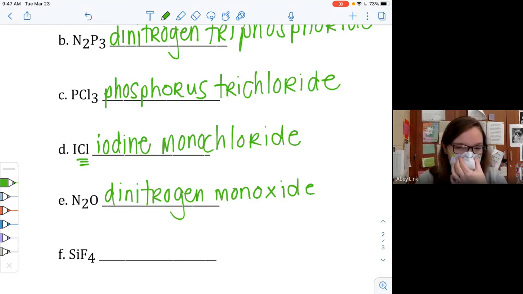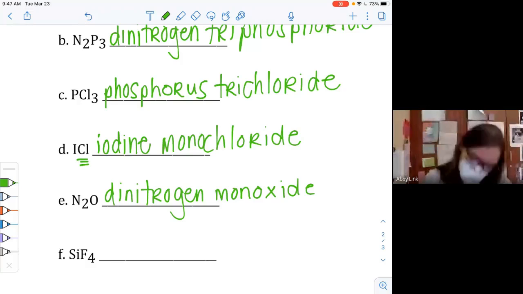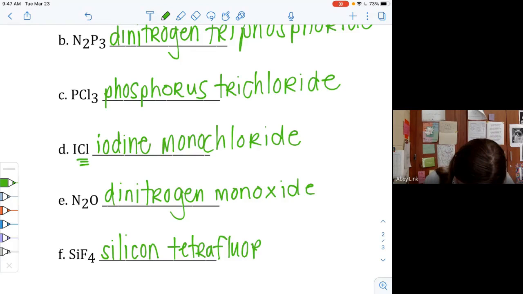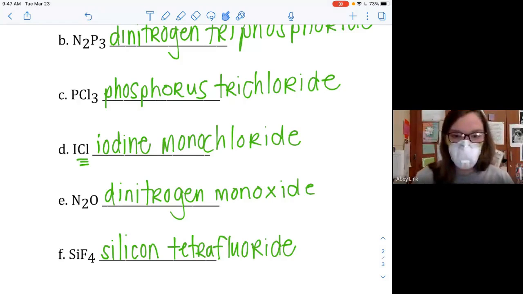All right, last but not least, we have SiF4. So Si is silicon. We don't need a prefix on there because there's only one. Now for F4, the prefix is tetra. So tetra and fluoride. Tetrafluoride.